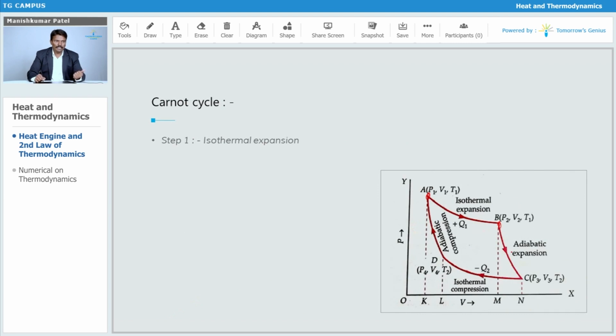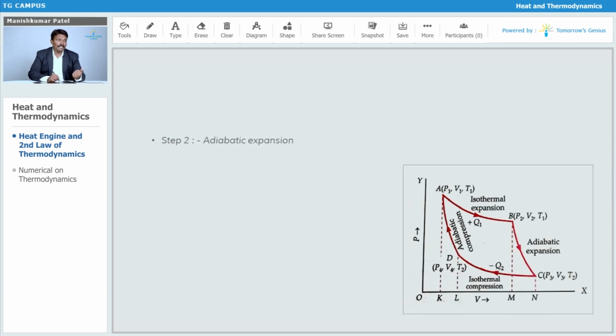The volume increases from V2 to V3, and since it is expanding, the pressure will drop down. The temperature will move from T1 to T2, where T2 is less and T1 is greater. This is the adiabatic expansion, which is the second step. The first is isothermal, and the second is adiabatic expansion.